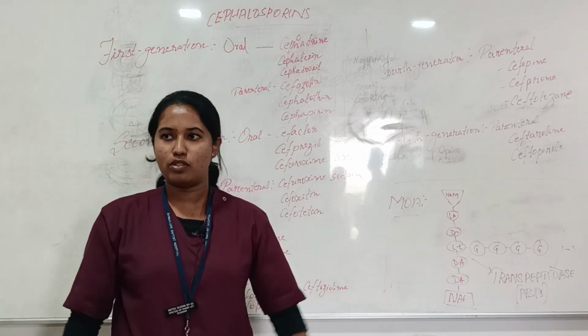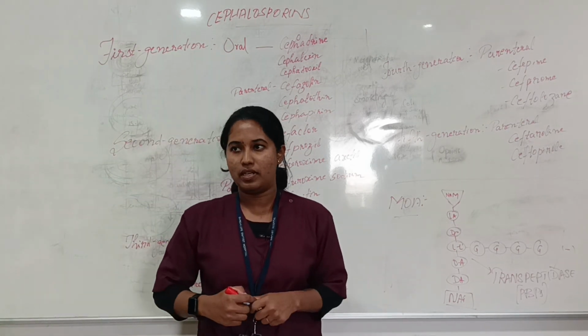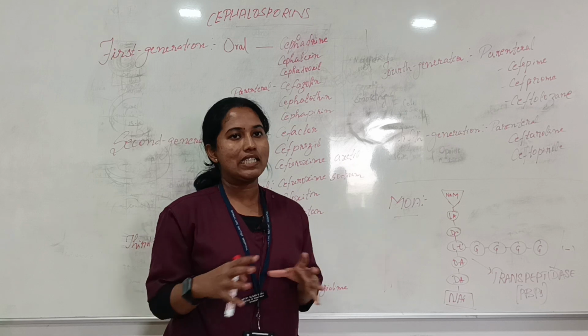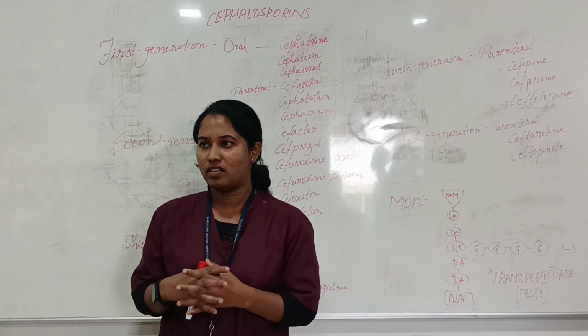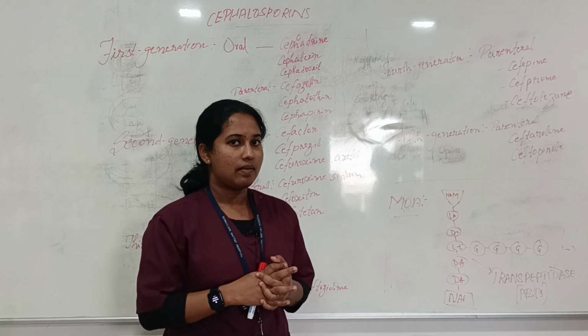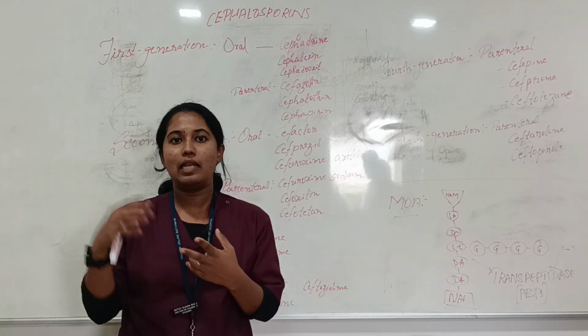We have 5 generations of cephalosporins. I'll start with the mechanism of action. That is, they act as cell wall inhibitors. So what is the bacterial cell wall made up of? Do you know the structure of the bacterial cell wall? How is it made up? Yeah, so we have a peptidoglycan layer and a lipopolysaccharide layer.